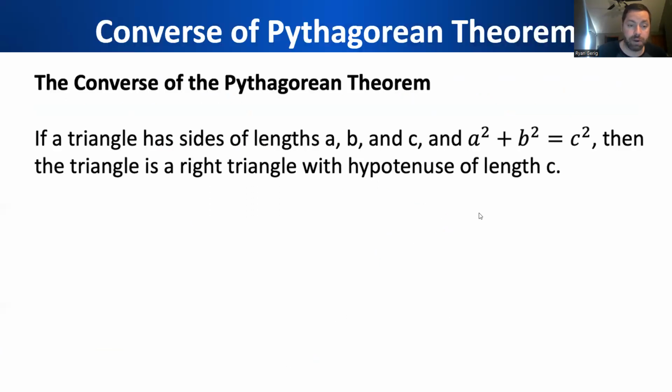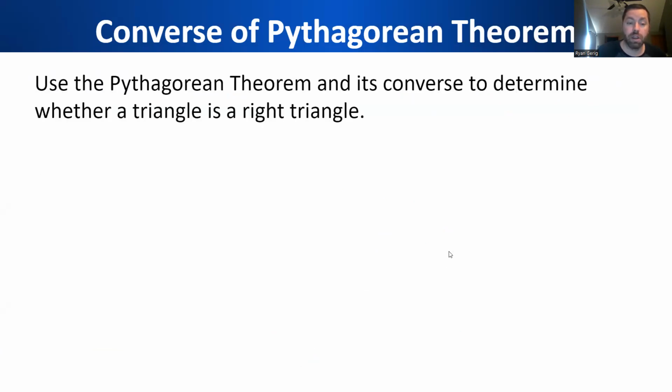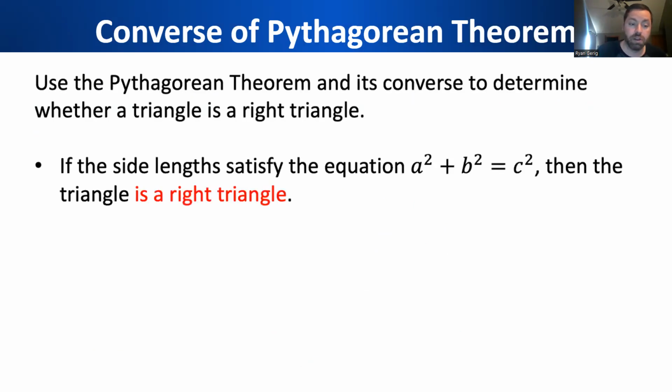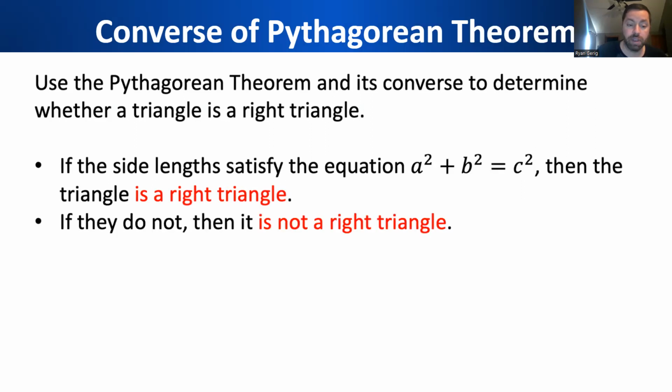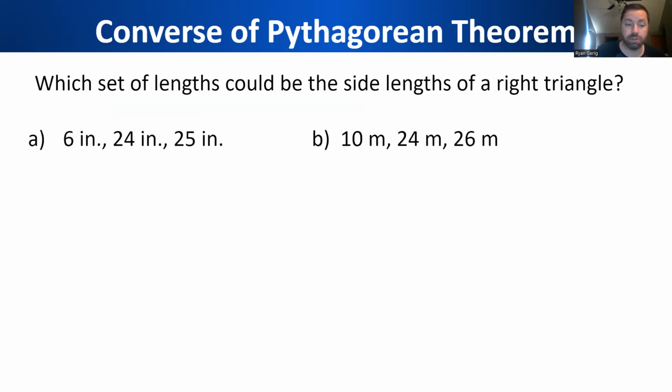One more thing with the Pythagorean theorem, there's a converse which says that if a triangle has side lengths of a, b, and c, and a squared plus b squared equals c squared, then the triangle is a right triangle. So basically, you can determine if a triangle is a right triangle by using the Pythagorean theorem. If the side lengths satisfy or make that equation true, then the triangle is a right triangle. If they do not, then it is not a right triangle. So here's a couple examples.